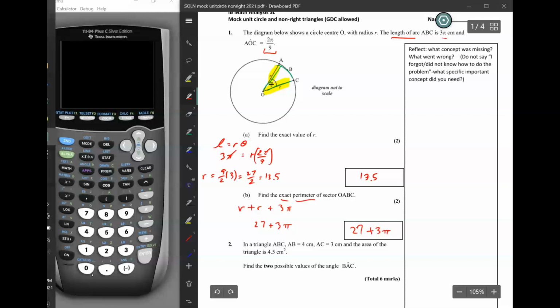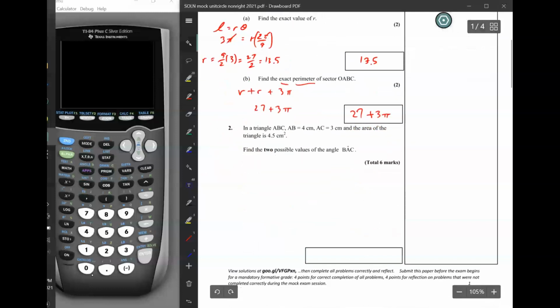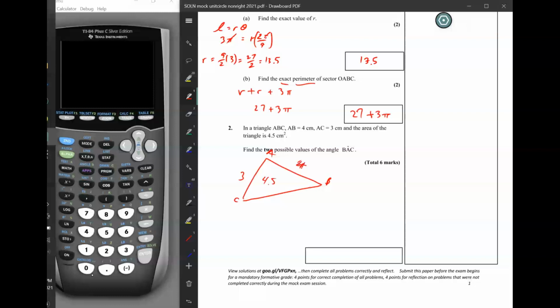Okay, and number 2. In a triangle ABC, AB equals 4, AC equals 3, and the area of the triangle is 4.5 centimeters squared. Find 2 possible values of the angle BAC. Okay, so I like to draw a picture whenever I have a problem like this. And let's see, AB is 4, and AC is 3, and the area of the triangle is 4.5. Find 2 possible values of the angle BAC. BAC is this angle here.